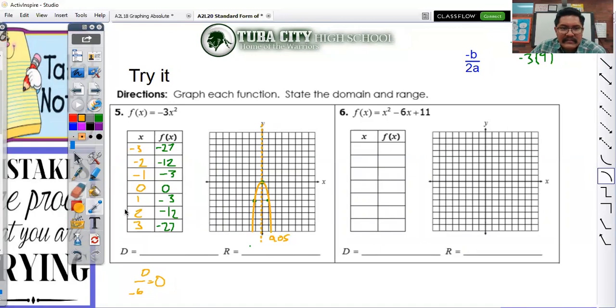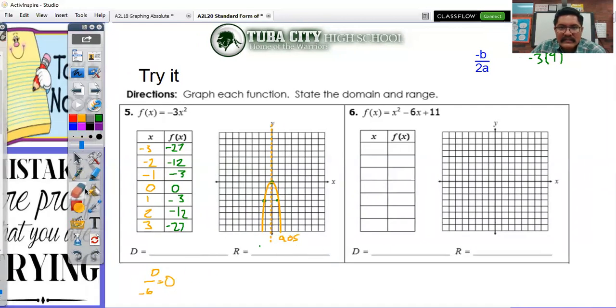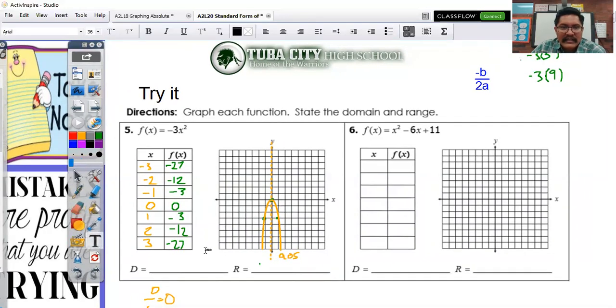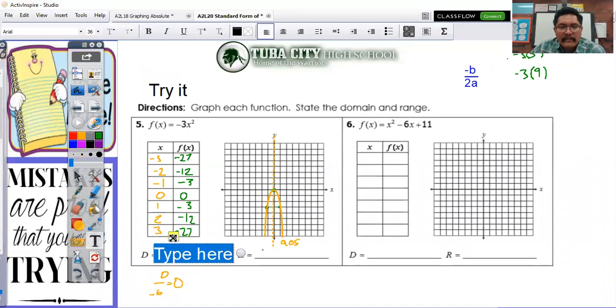And that's about the best I can get it with this. And it says state the domain and range as the last thing we do. Now, this parabola is very, very narrow, but it still goes on and on forever in both directions. So if it still goes on and on forever in both directions, that would mean that it is all real numbers.